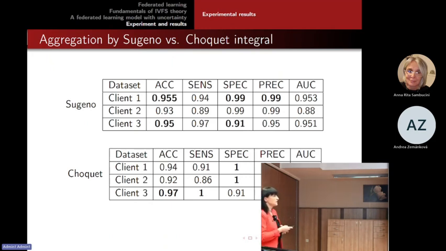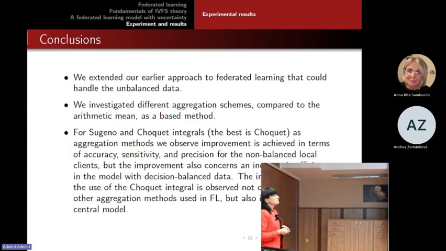So it is a great success for us, and we may conclude that Choquet is very good for this data. Of course, we study only, we concentrate now on medical data.